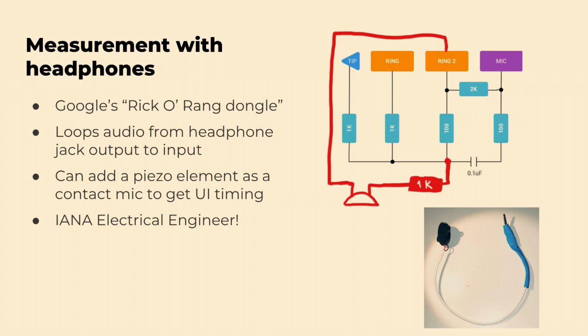But the thing about it is it doesn't actually take any additional audio input. So one thing I mess around with is adding a piezo buzzer element to this. That way we can use it as a contact microphone, and if we hit a button with that microphone, we can get the sound of the button press and use that as part of our measurements. One thing I'll say as a disclaimer is I'm not an electrical engineer, so if you use this schematic and your phone blows up, I'm not responsible.